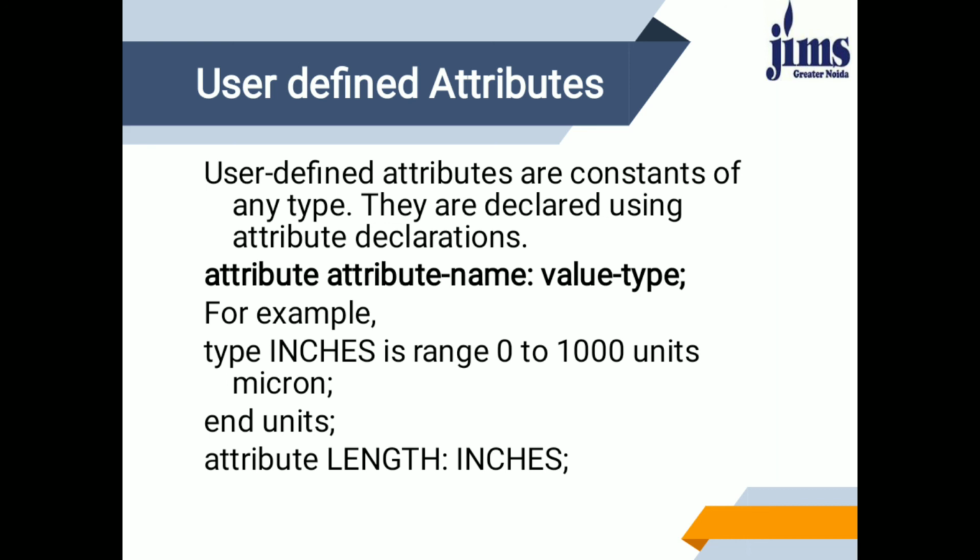range has to be given, range 0 to 1000. Then we can define the units like micron, then milli, then meter and so on. Then we can add these units. So here we can define the attribute which is of kind length under the type inches. So here attribute means user can define the attribute also.